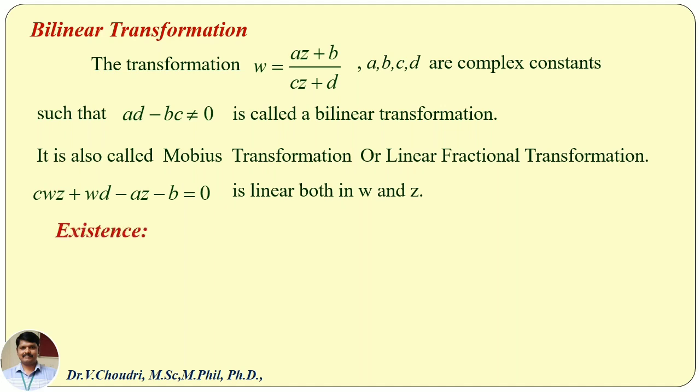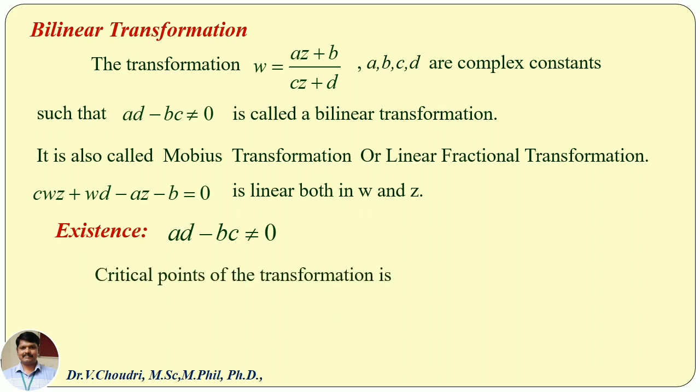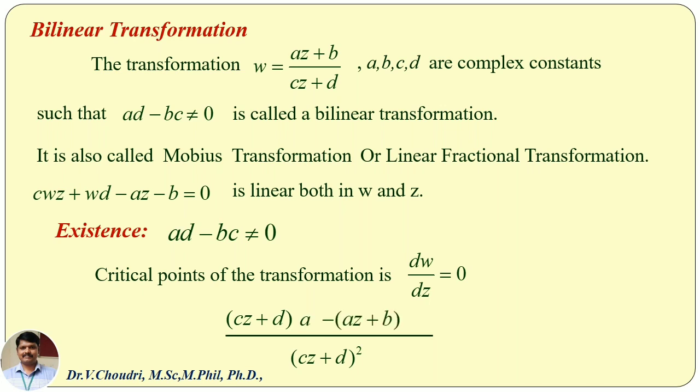Now the existence of this bilinear transformation, AD minus BC not equal to 0. Now we see why we say that AD minus BC not equal to 0. We know that the transformation does not exist at the critical points. We know how to find the critical points. The critical points of this transformation is dW by dZ equal to 0. Therefore, we differentiate W with respect to Z. See the denominator (CZ plus D) whole square. Numerator (CZ plus D) into differentiation of (AZ plus B) is A, minus (AZ plus B) into differentiation of (CZ plus D) as C, equal to 0.